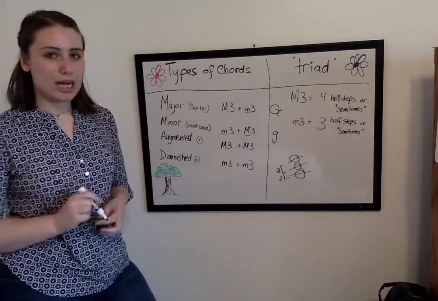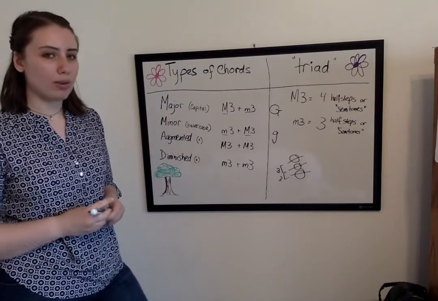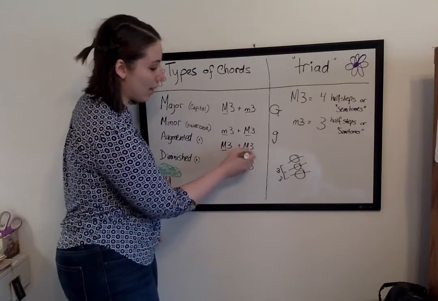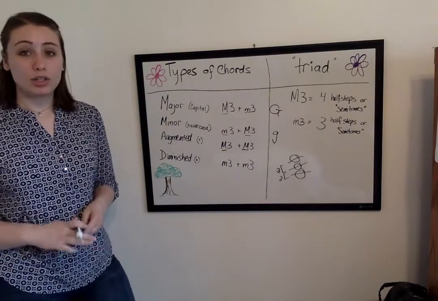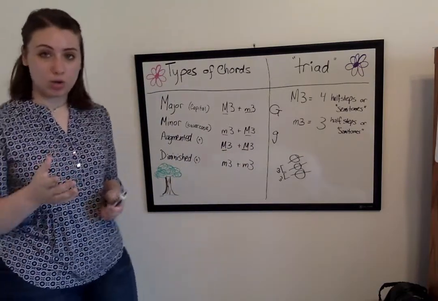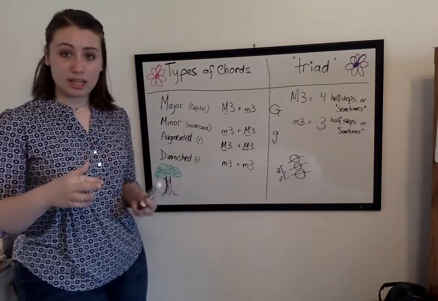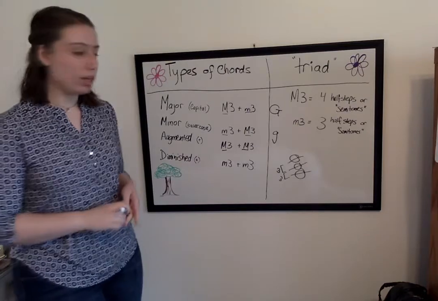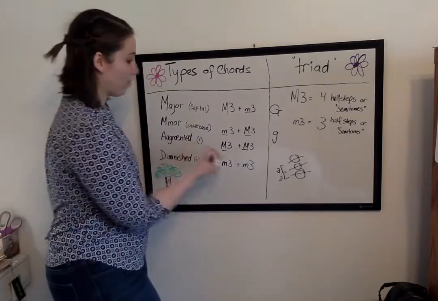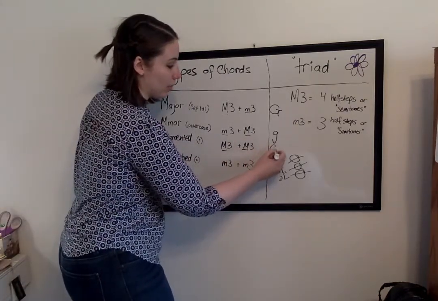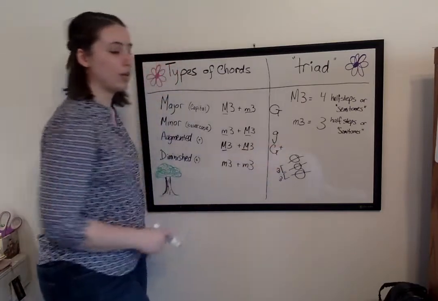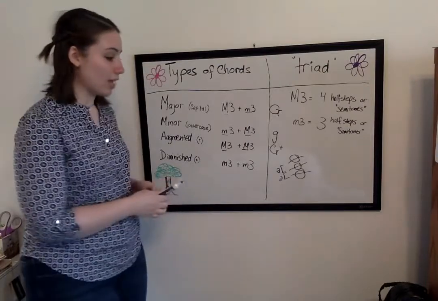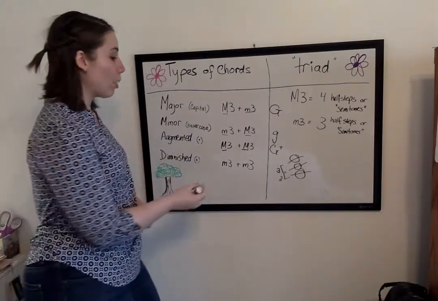Augmented chords are not that common. We do see them, but not quite so often. And that is a major third on the bottom and a major third on the top. So in a C chord instance, that would give you C to E to G sharp, because E to G sharp is a major third. The way that we would write that out is a capital letter and a plus sign. That's the augmented sign.